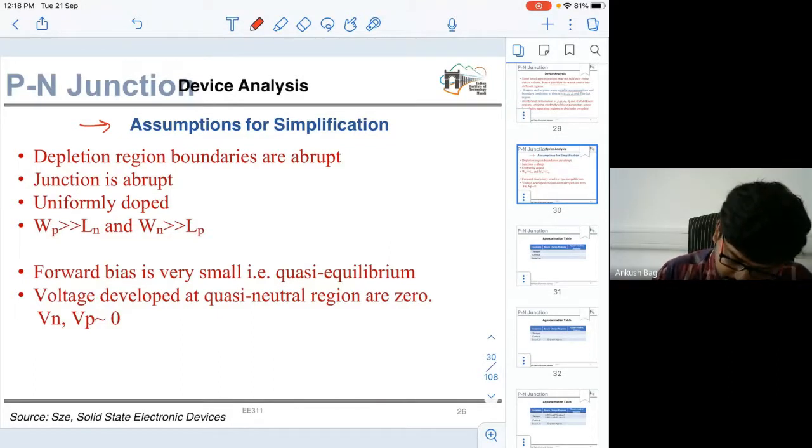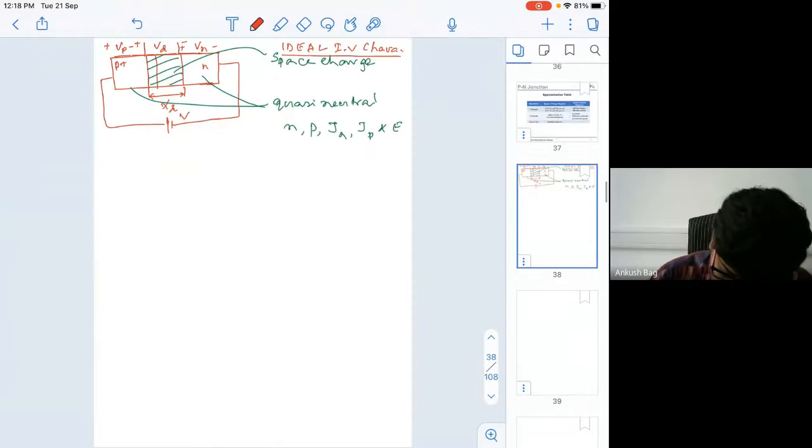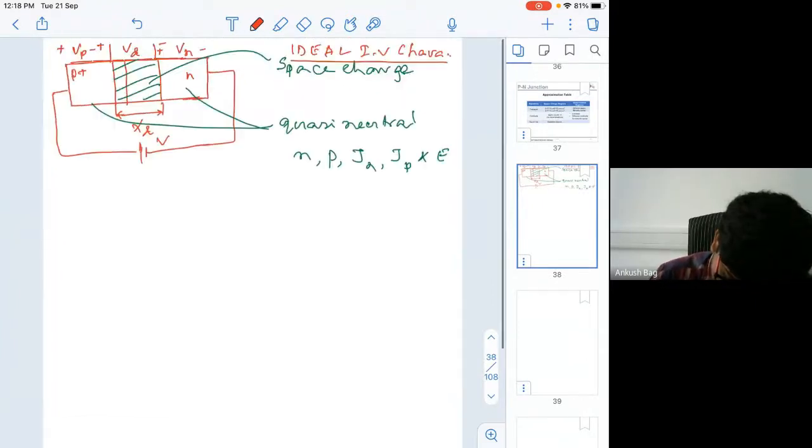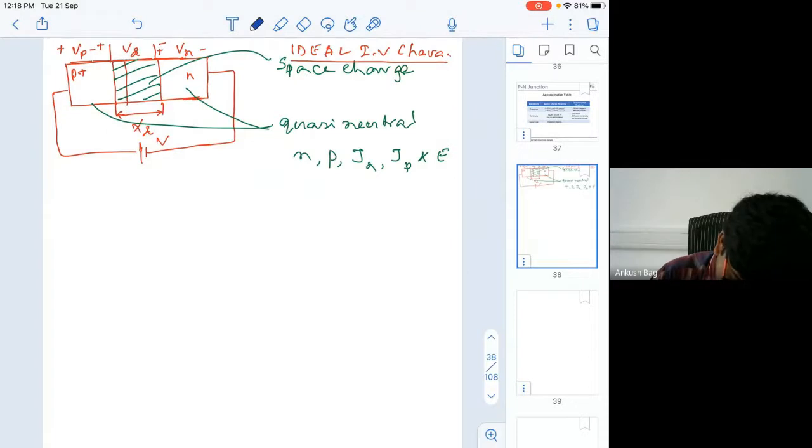So the first assumption is that depletion region boundaries are abrupt. So what is this? That means these boundaries are all abrupt.